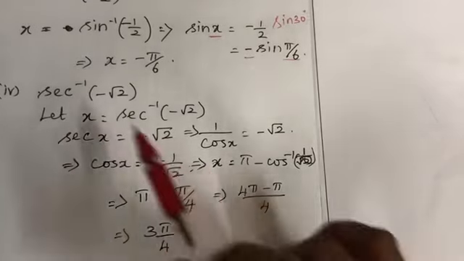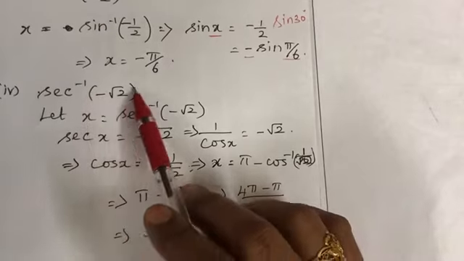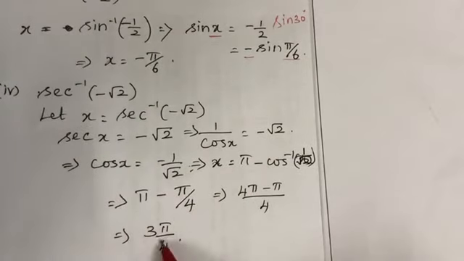So, secant inverse of minus root 2 and its principal value is 3 pi by 4. You can mention the range also.